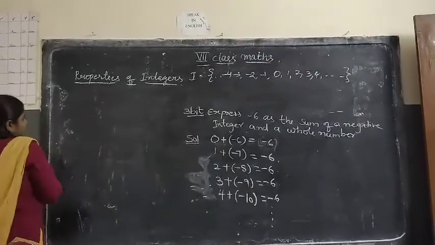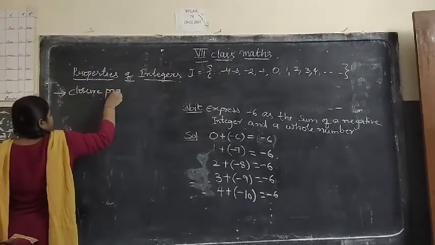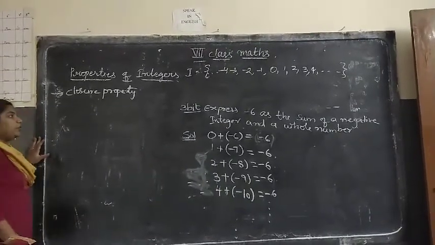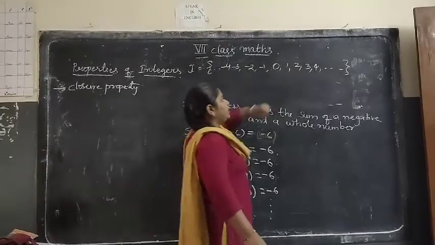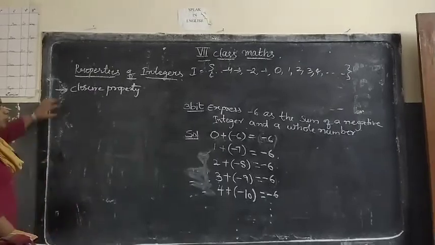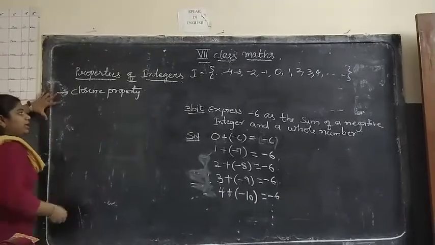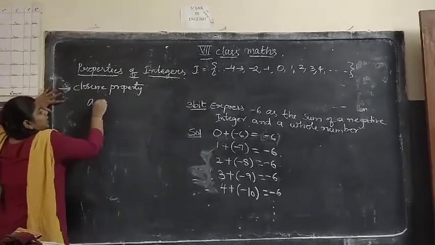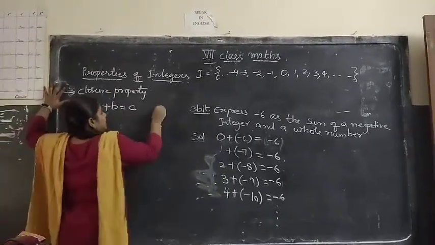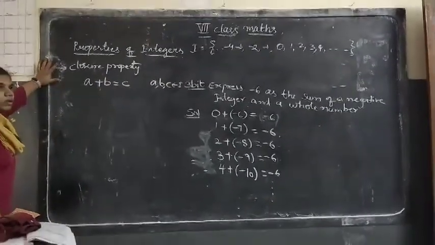The first property is the closure property. So what is the closure property? If you add any two integers, again the result should be an integer. Closure property means if you are adding any two integers, again the result should be an integer. We can write the general form as a plus b is equal to c, and here a, b, c values belong to integers.